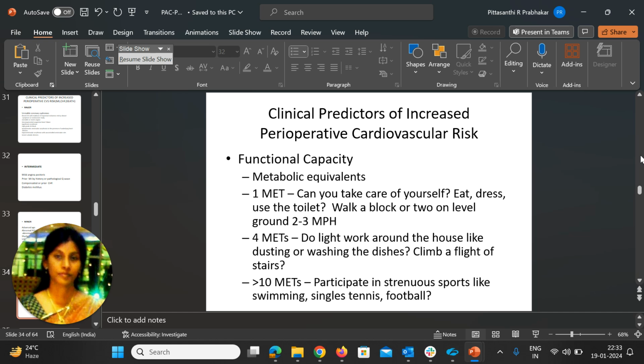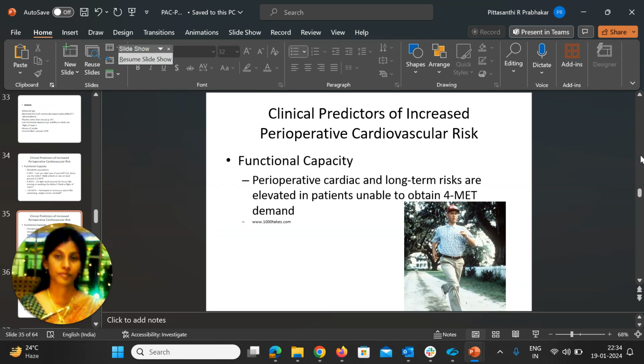So one MET is assessed by asking: can you take care of yourself, eat, dress, use a toilet, walk a block or two on level ground at 2 to 3 miles per hour? 4 METs: do light work around the house like dusting or washing the dishes, climb a flight of stairs. More than 10 METs: participate in strenuous sports like swimming, singles tennis, football. The perioperative cardiac and long-term risks are elevated if the patient is unable to meet a 4 MET demand.